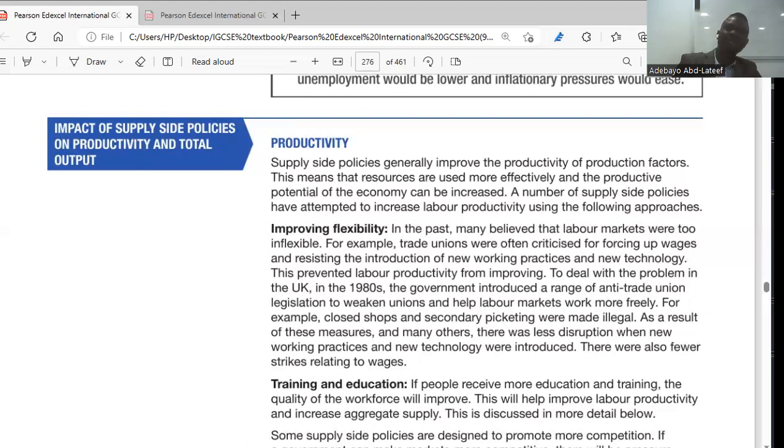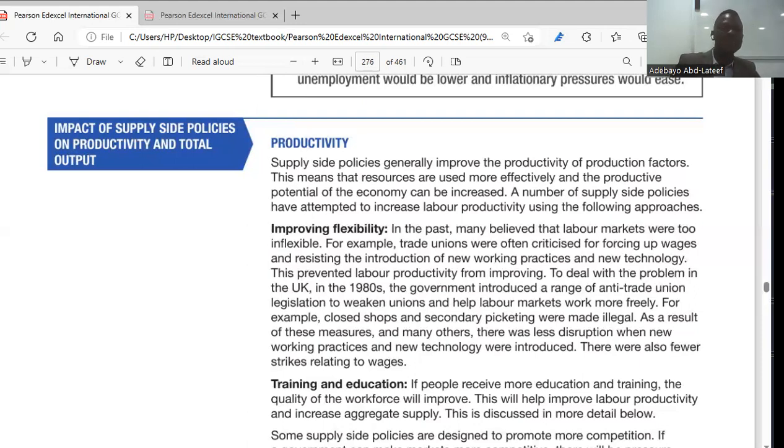Improving flexibility. The first thing is improving flexibility. The ability to be able to switch from one to another. For you to have the ability to do different things. That is flexibility. So you have to say improving flexibility.